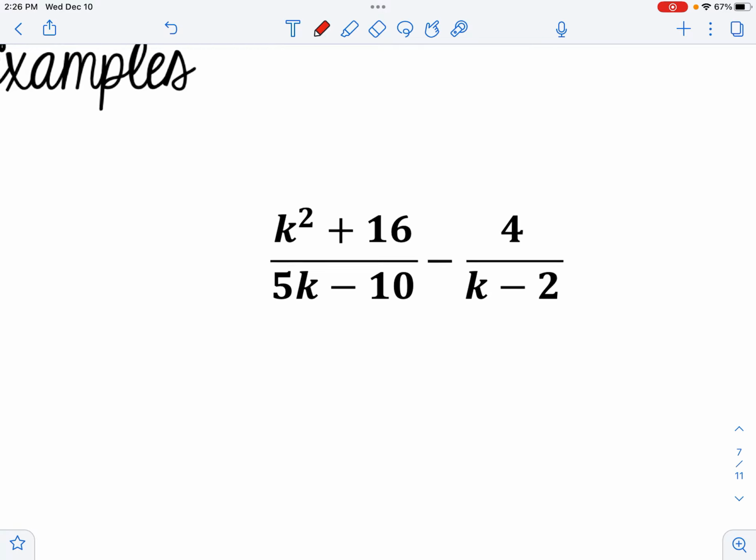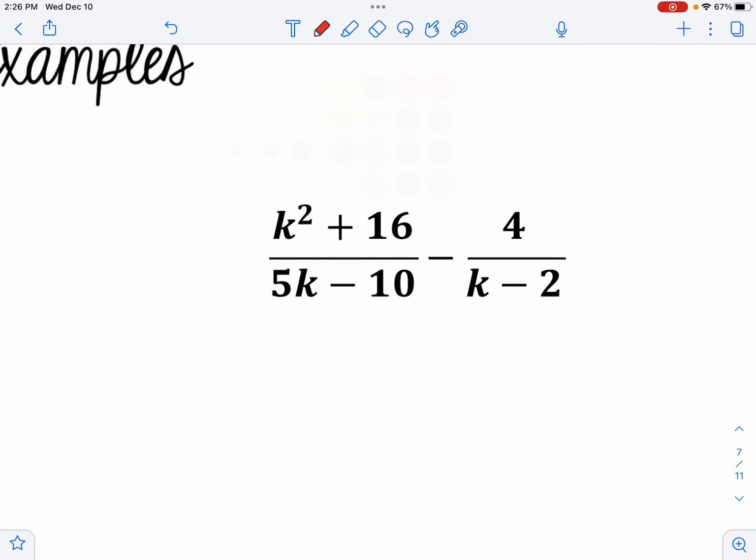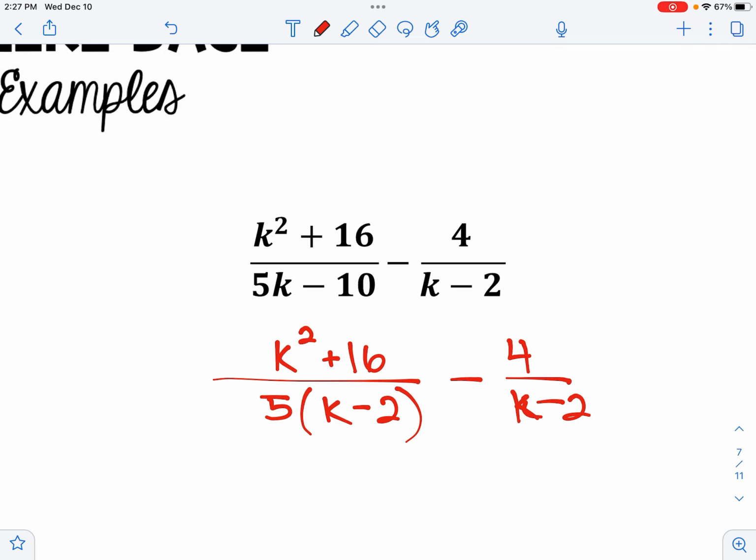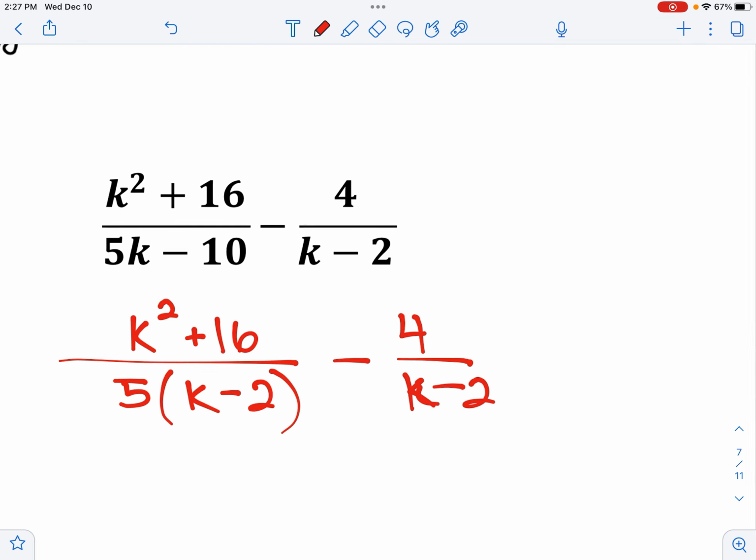Now, you'll notice, I'm going to rewrite this. The denominator, there's a 5 here that I can factor out. So this would be k minus 2. Okay. Now, I see that my common denominator then, well, they both have the k minus 2 already. So I just need to have a 5 on this one. So that means I'm going to have to multiply this second equation by 5 over 5. So I can get that 5 in front.